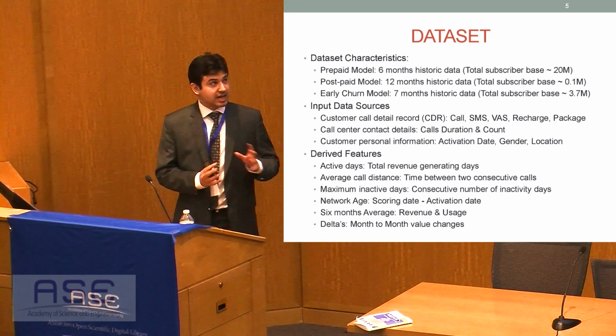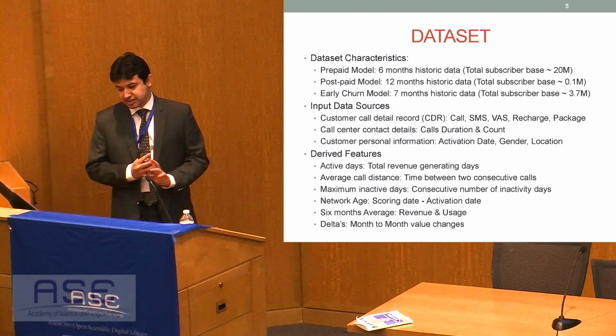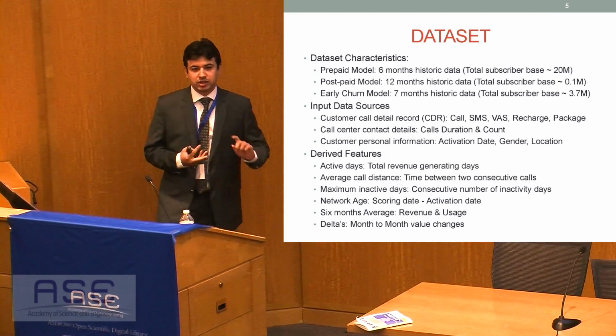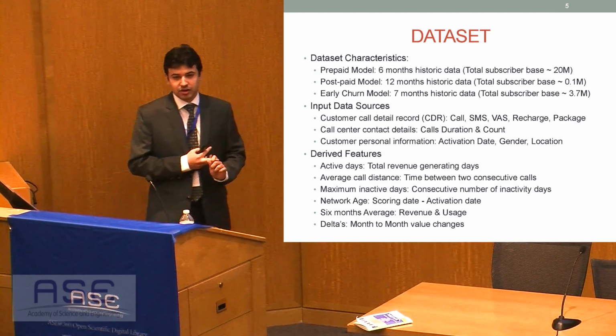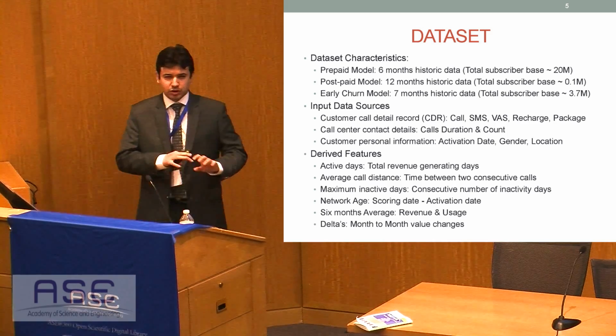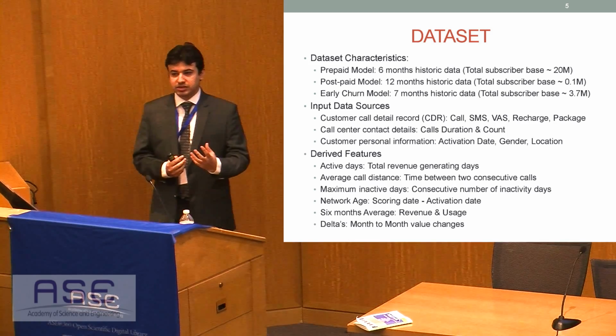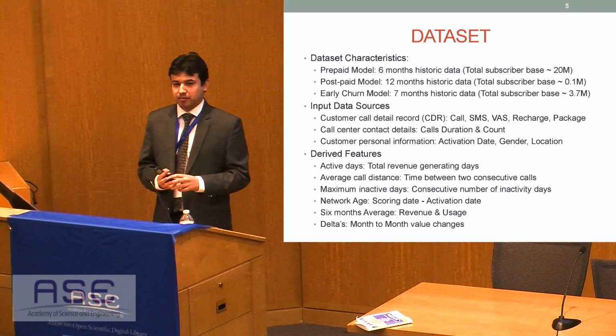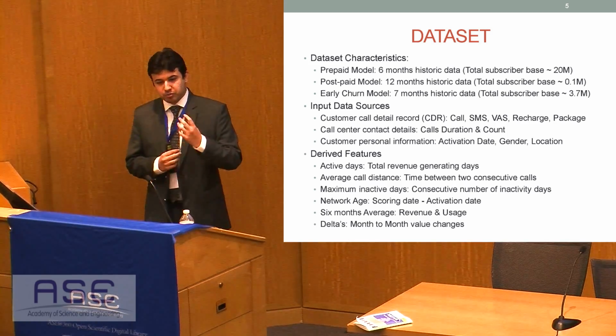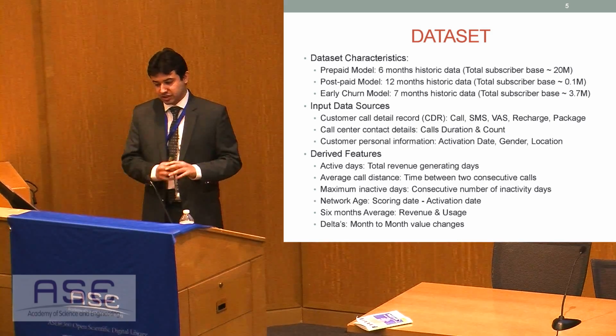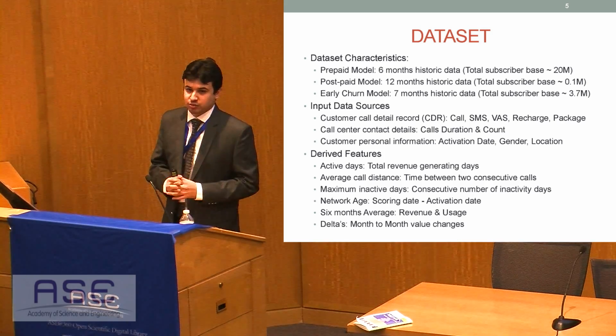Coming up next was that data set. So the characteristics I'll explain, we had 3 basic models: prepaid, which was around 20 million of the subscriber base. We had postpaid, which was around 0.1 million. Postpaid is typically where you use the services and at the end of the month you pay the company. With prepaid, you put some credit before and then you start using it. So the major base here, which we had to focus on, was prepaid.